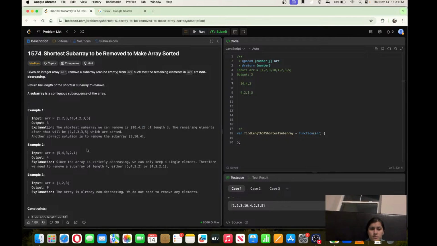Another correct solution would also be 3 10 4 as well, right? 1 2 2 3 5. So let's look at another example. From here, what can I remove?